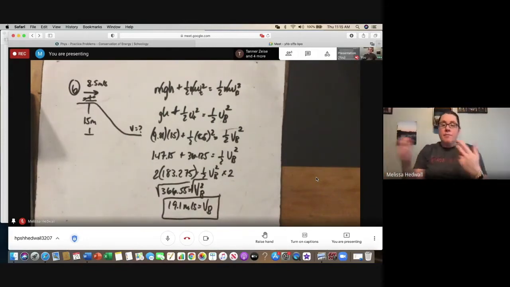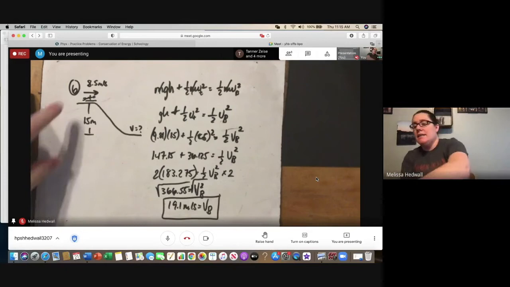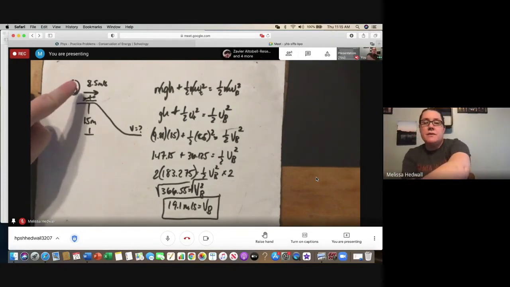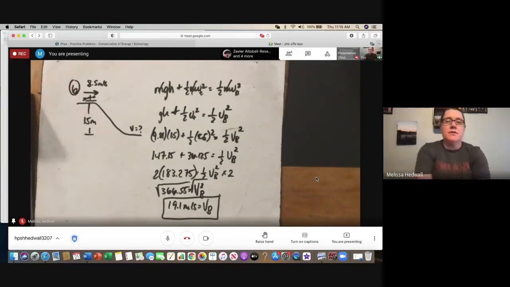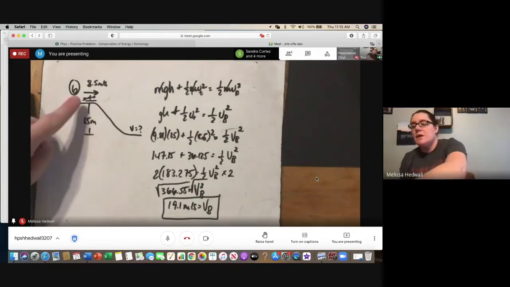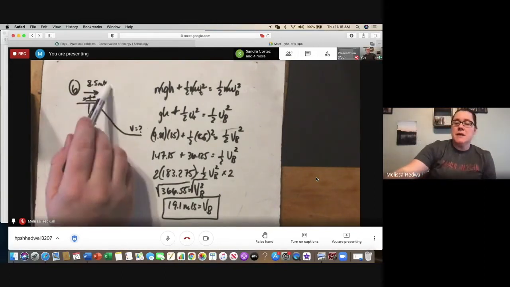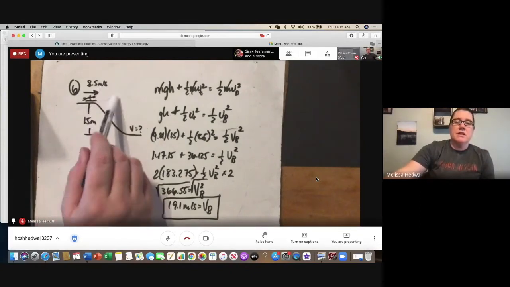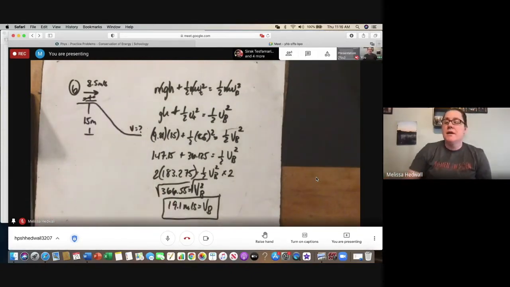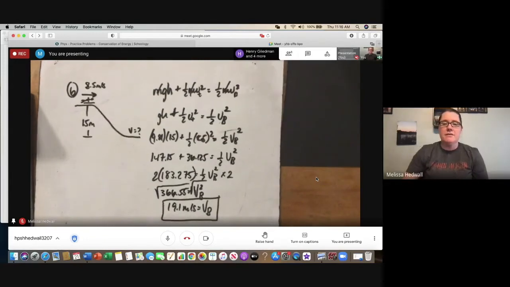So looking back at what we just did, at the top, we're moving at 8.5 meters per second, so we have kinetic energy, and we're 15 meters above the ground, so we have potential energy. Those two energies are both present, so we add them up for our total energy at the top. When we start going down the hill, we start gaining speed and losing height. So the potential energy is turning into more kinetic energy until at the bottom it's all kinetic energy. That has caused the speed to increase from 8.5 meters per second up to 19.1 meters per second. So I'm going to leave that there if you want to screenshot it.